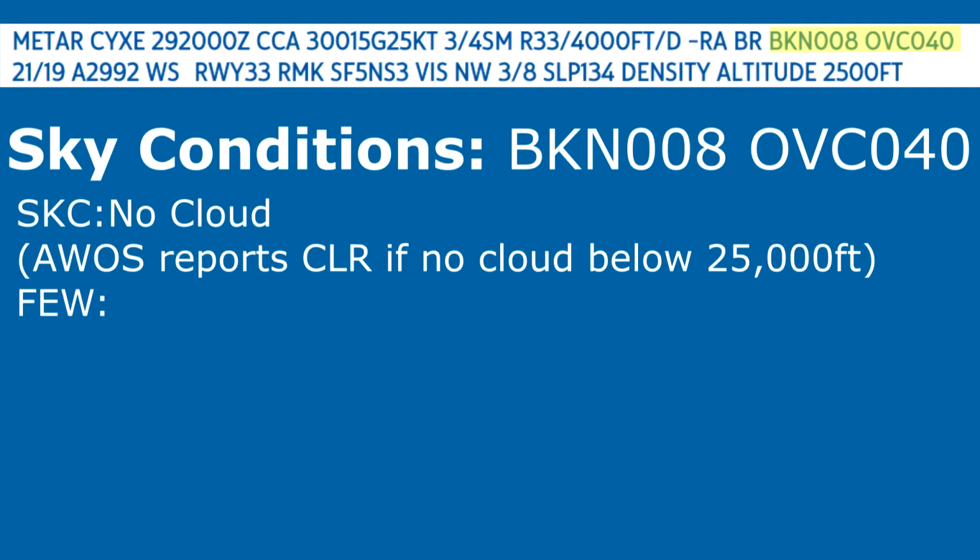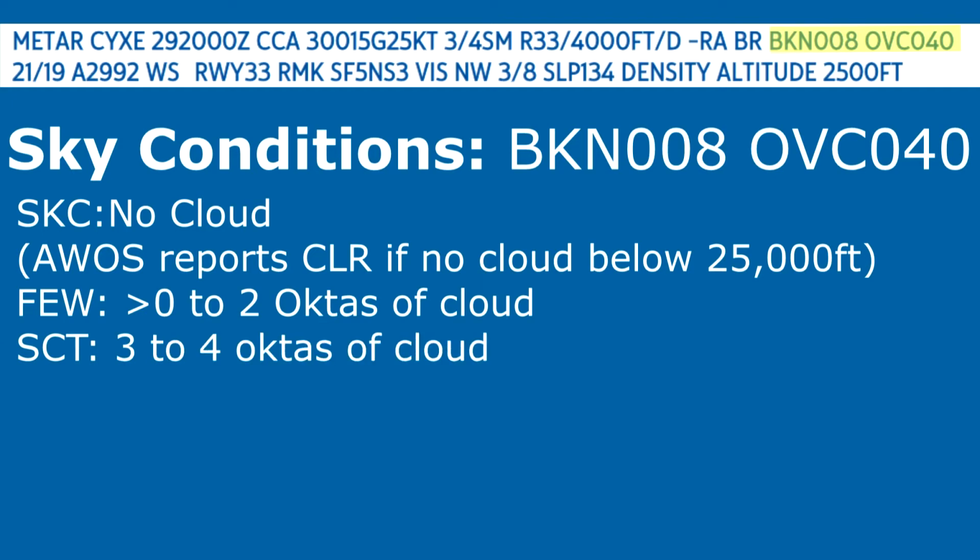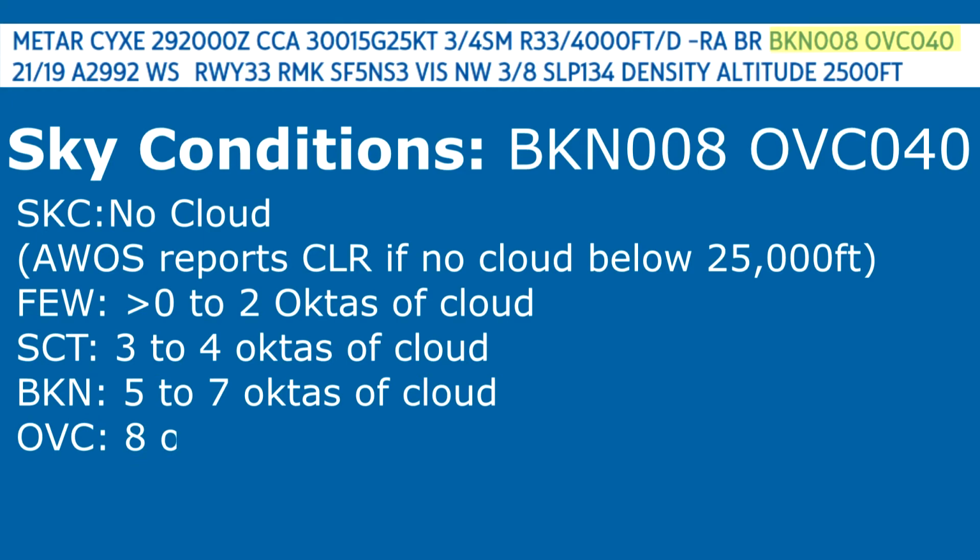And it means no cloud below 25,000 feet. Moving on to the next part, we have few, which is greater than 0 to 2 octas of cloud. Scattered, 3 to 4 octas of cloud. Broken, 5 to 7 octas of cloud. And overcast, 8 octas of cloud. So you can see if it's 8 octas of cloud, it means there's full coverage of the sky over the aerodrome at that specific time.